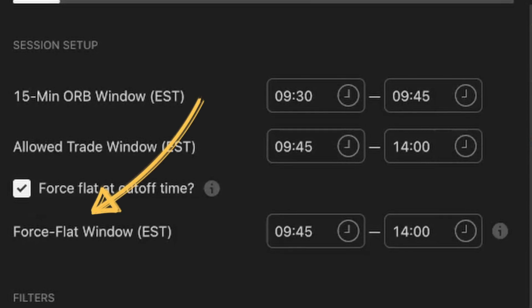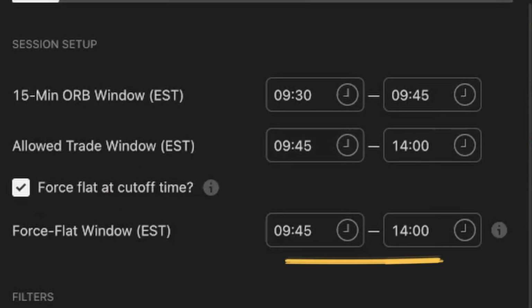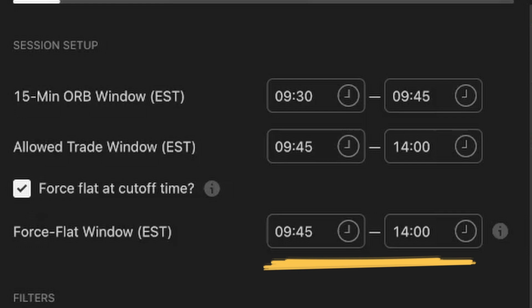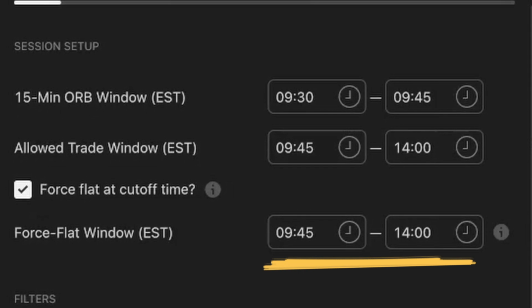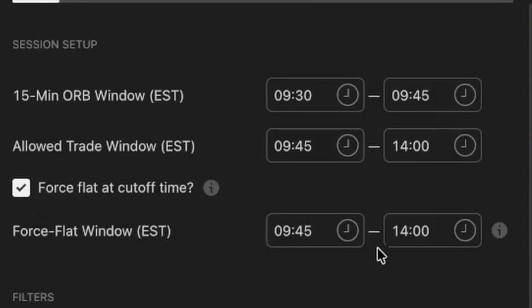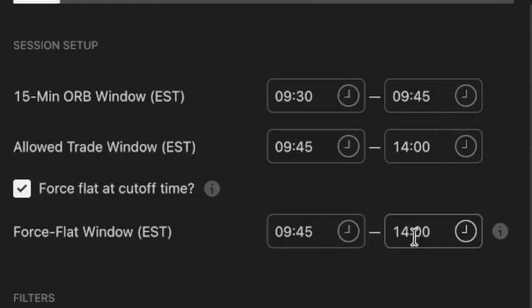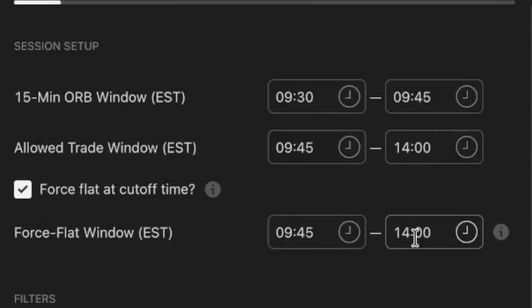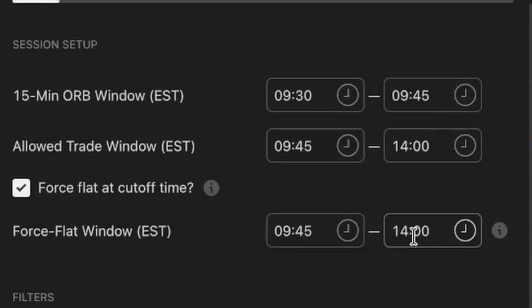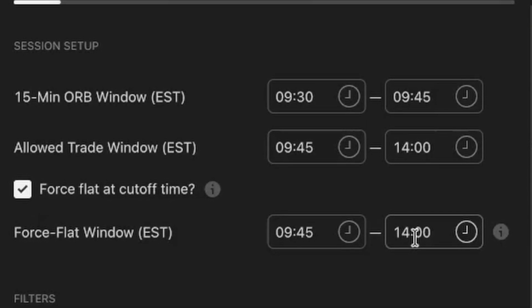The same thing with the forced flat window. Any trade that is still open will automatically close at the 2 p.m. mark. Again, you can change that as you wish, but right now I have it at 2 p.m. only to avoid the 3 o'clock random volume increases that can potentially take you out of a winning trade.